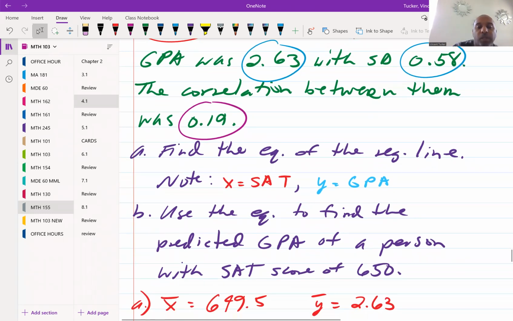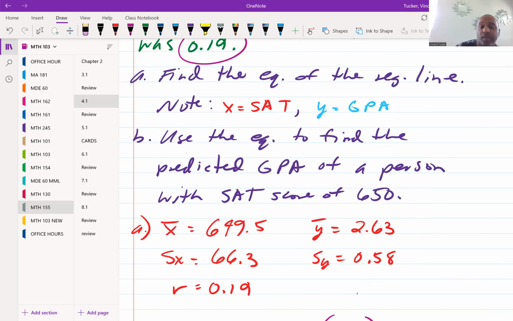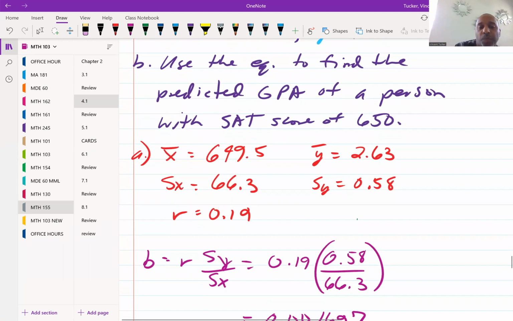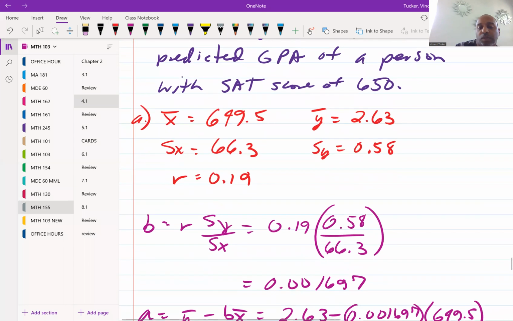All right. So here I just wrote down all the given information before I plugged it into anything. They told us that the mean of the SAT scores was 649.5, the standard deviation 66.3. Mean of GPA was 2.63 with standard deviation of 0.58. Then the correlation was 0.19. So now to find B, we use the formula R times S sub Y over S sub X. And that's what we did right here. And we got that number, 0.001697.